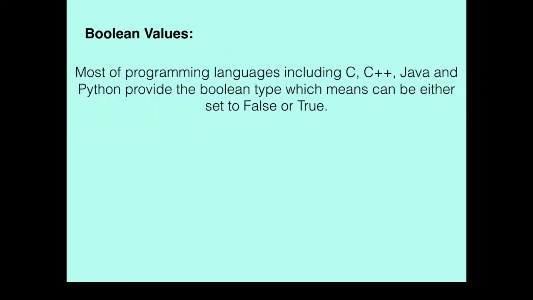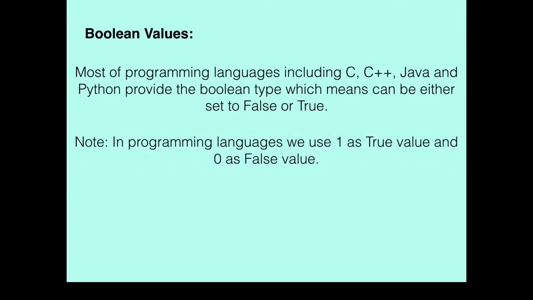Boolean values. Most programming languages, including C, C++, Java, and Python, provide the Boolean type, which can be set to either false or true. Note, in programming languages, we use 1 as true value and 0 as false value. Let's see how.